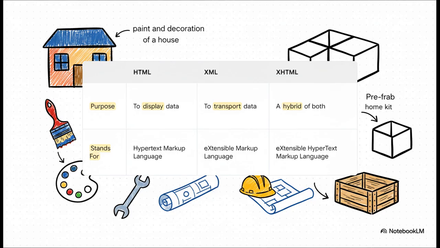XML, on the other hand, doesn't care about looks. It cares about the data itself. It's designed to transport information by describing what it is. It's the blueprint and the materials list for the house. And XHTML? Well, that's basically just a stricter, cleaner version of HTML that follows the grammatical rules of XML, kind of like a prefabricated HomeKit with perfect instructions.